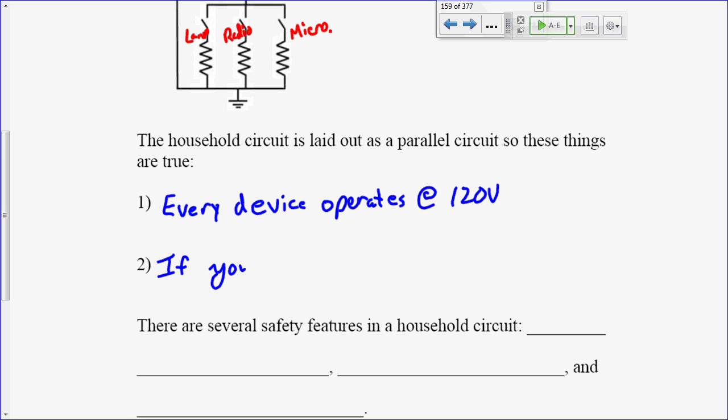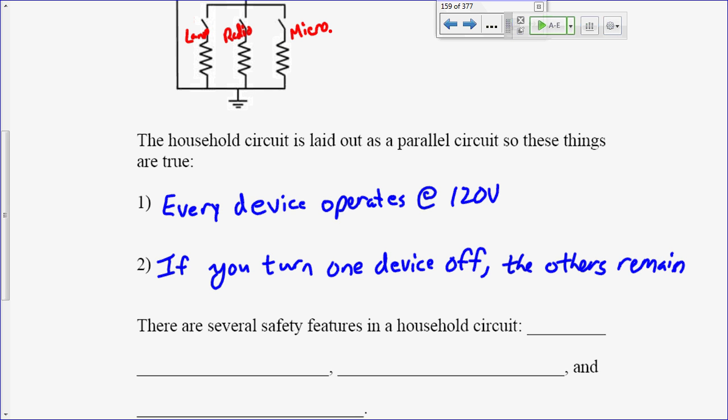So if you turn one device off, the others remain on. If you recall with the old Christmas lights, where if you took one light out, they all went out, that was because they were all in series. But if you have things in parallel, you don't get that problem.